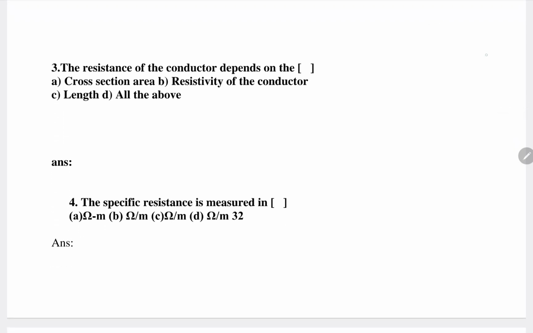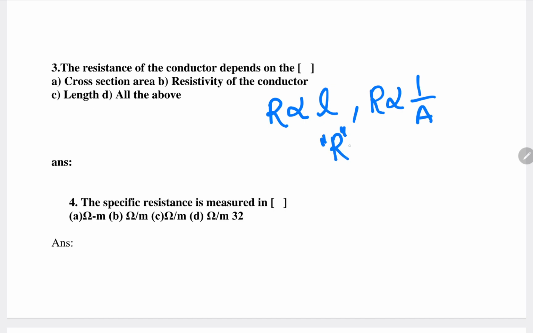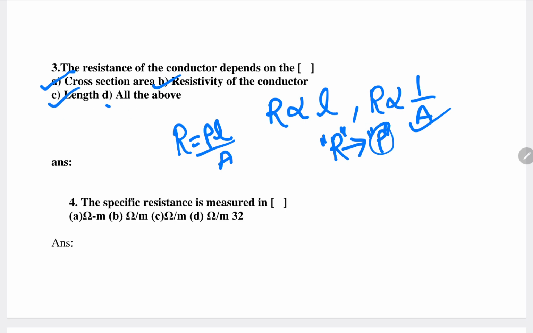Next, about the resistance. So resistance of a conductor depends upon what? We know resistance of a conductor depends on the length of the conductor, on the cross-sectional area of the conductor, and on the type of material, so it also depends upon the resistivity. So what is the formula of resistance? R is equal to rho L by A. So resistance depends upon the cross-sectional area, the resistivity, and the length. So the correct answer is what? All the above. It depends upon length, cross-sectional area and resistivity of the material.